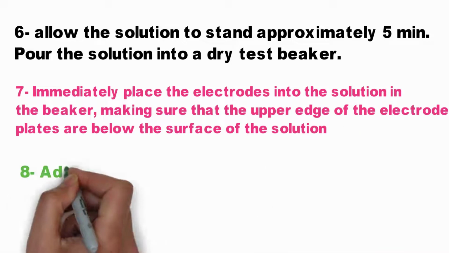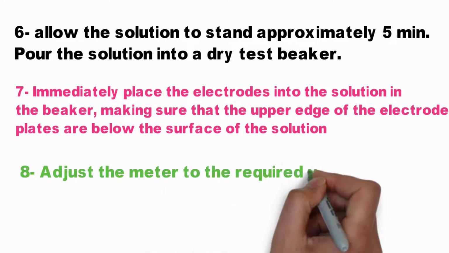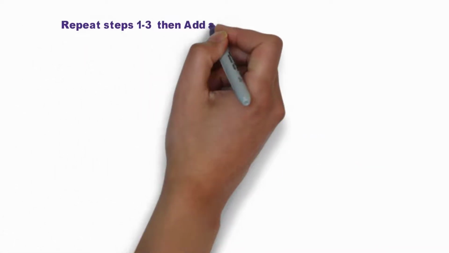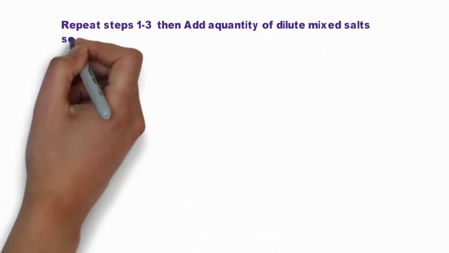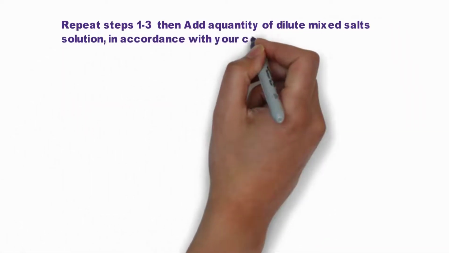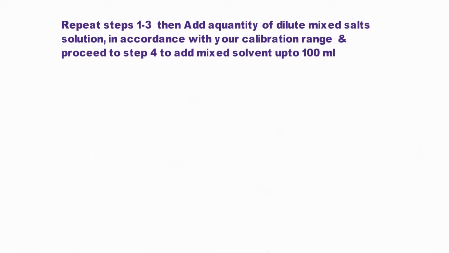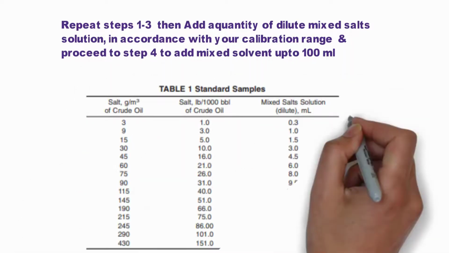Adjust the meter to the required voltage and measure the current to the nearest 0.01 milliampere. Repeat steps 1 to 3, then add a quantity of diluted mixed salt solution in accordance with your calibration range and proceed to step number 4 to add mixed solvent up to 100 ml.